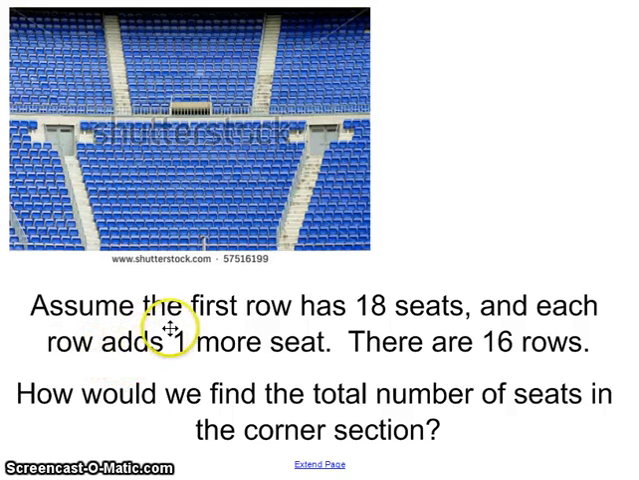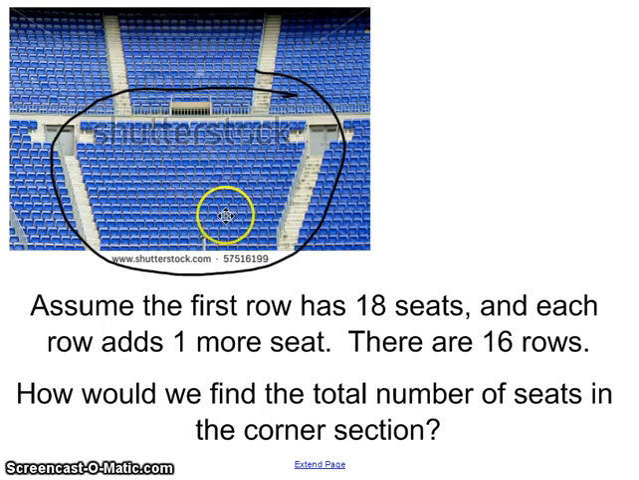Suppose we were designing a sports stadium and we wanted to know how many seats were in this wedge-shaped corner section of the stadium. What do we know about this stadium? Well, let's assume that the first row has 18 seats and that each time we move back a row, we're adding one more seat. We have 16 such rows. How could we find the total number of seats in the corner section?